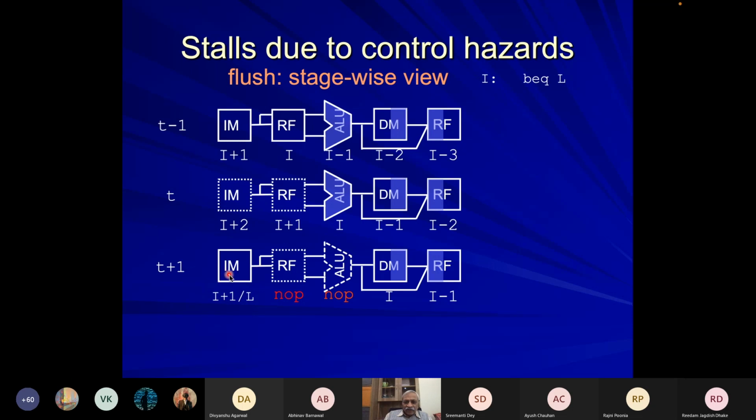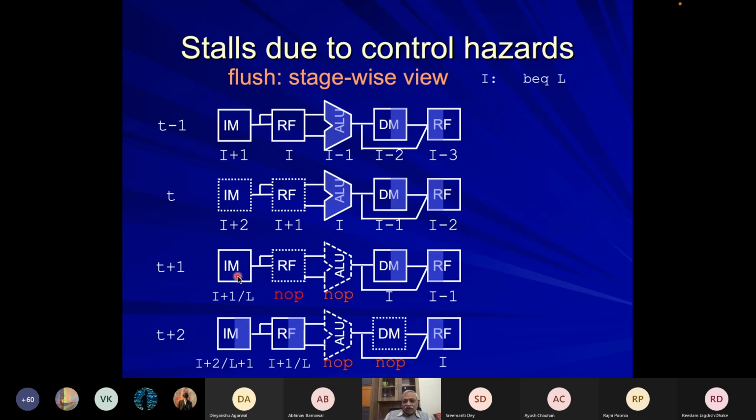So in cycle T plus 1, we are bringing in the correct instruction. It could be I plus 1 or it could be L. So I'm showing it as I plus 1 oblique L. One of the two will be there, and things will keep moving uninterrupted from this point onwards. So there is a delay of 2 cycles in either case. These two bubbles have been introduced in the pipeline, and eventually they'll move out, but they have caused 2 cycles of delay.